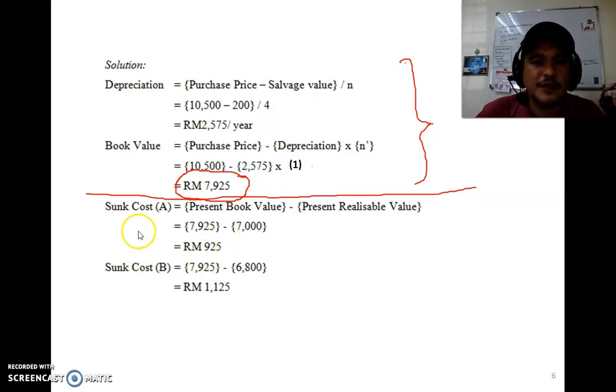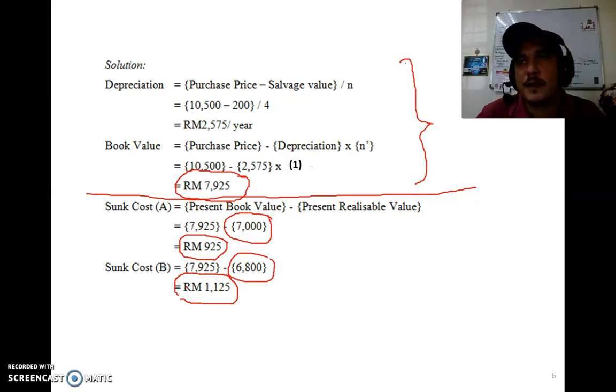Alright, so we compare the sunk cost between supplier A and supplier B. Supplier A offers us a trade-in value of 7,000. So the sunk cost is 7,925 minus 7,000, and the sunk cost for A is 925. The sunk cost for B is 7,925 minus 6,800, since supplier B offered us 6,800. So the sunk cost for B is 1,125.